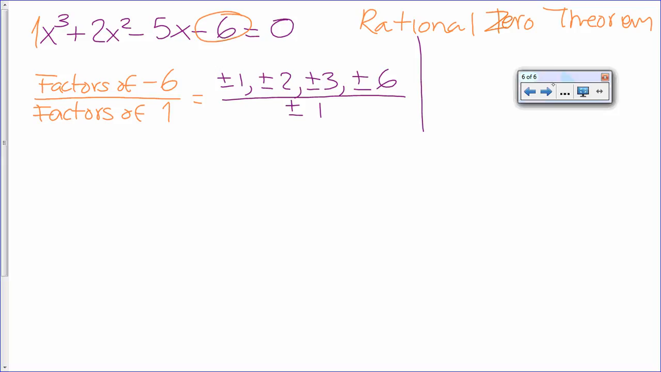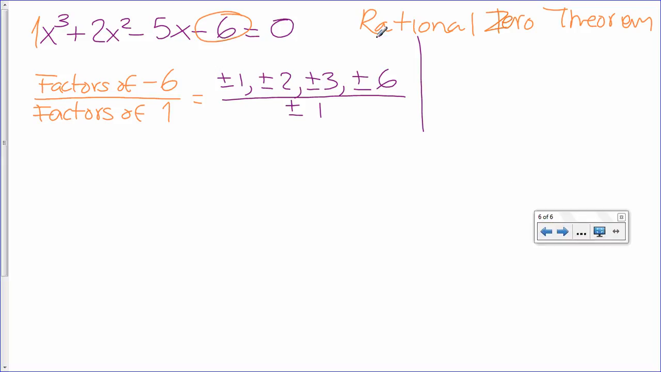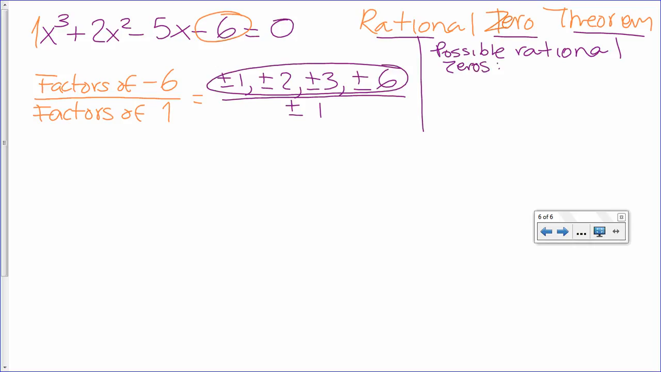So what this tells me is that by the rational zero theorem, the possible rational zeros will just be the numbers that we have here divided by 1. So positive and negative 1, positive negative 2, positive negative 3, and positive negative 6.